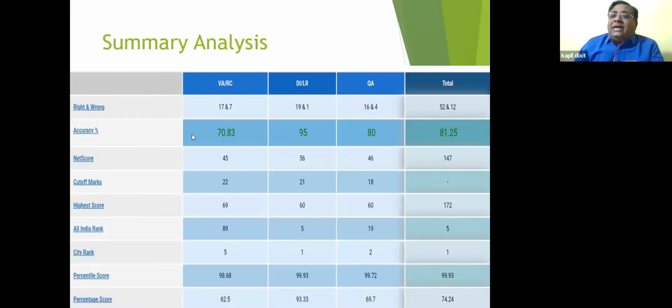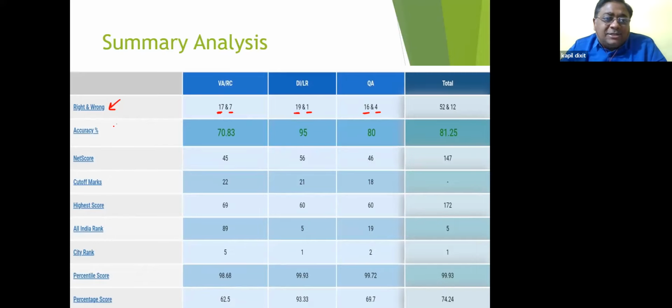For example, summary analysis is the first thing that you get after you take a test. In this you will get right, wrong, total number of questions right in VARC, wrong in VARC, right in LRDI, wrong in LRDI, right in QA and wrong in QA. This is the first thing that you will get when you see a summary analysis. This is something that will come to you after your test. Whatever nonsense I was talking about until now, that was before the test, pre-test.